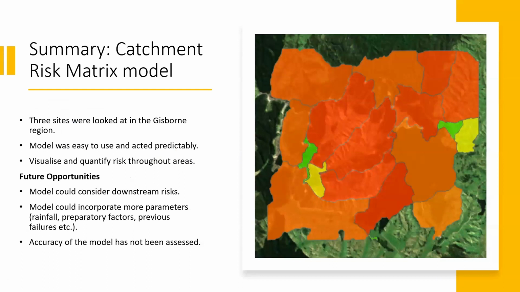Just to summarize, I've looked at 3 sites in the Gisborne region and conducted a bit of a case study showing what is possible so that other companies have an idea of how they can manage their risk. The model was easy to use and acted predictably for my sensitivity analysis. I was able to visualize and quantify risk throughout areas, but there are some opportunities in the future to develop this model further. That could be incorporating downstream risks or other factors such as rainfall, preparatory factors, or if you know the history of the area and there were previous failures, you could incorporate that.